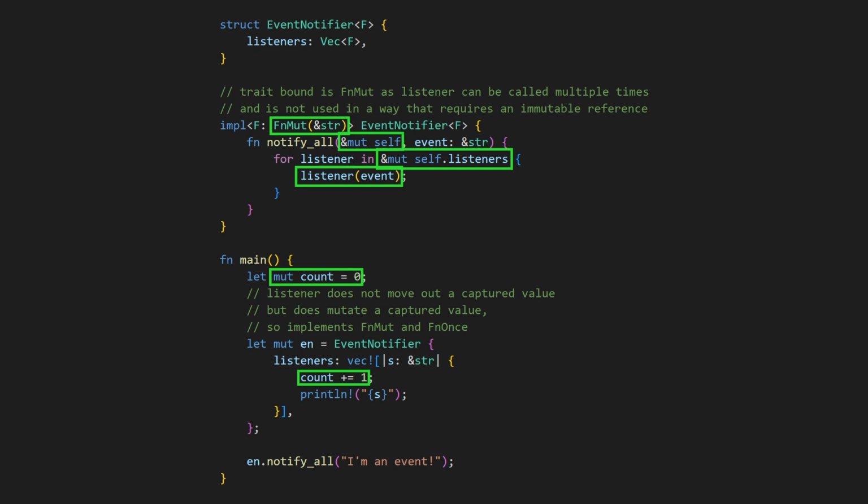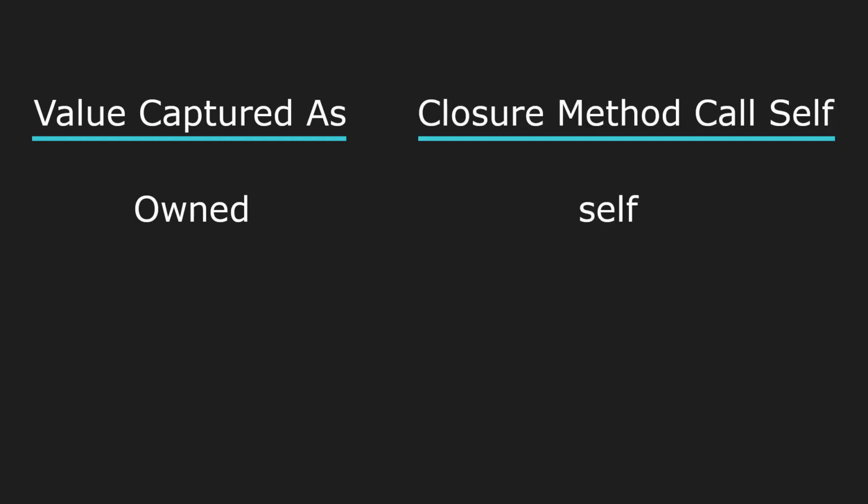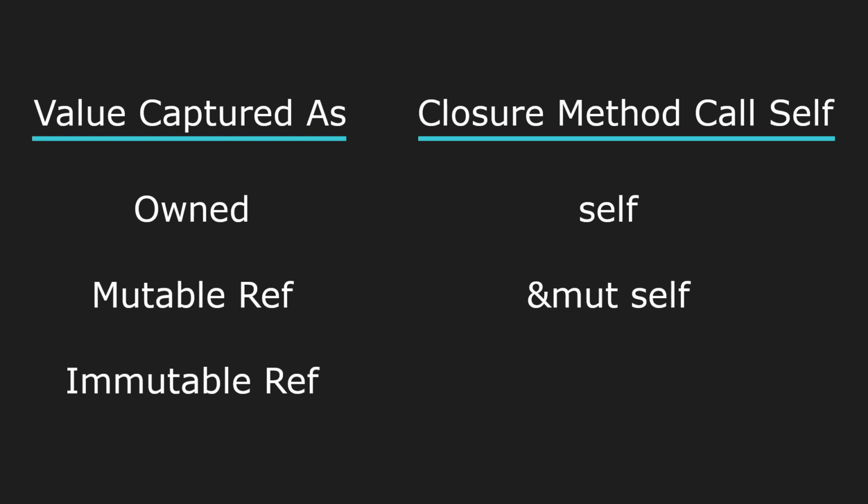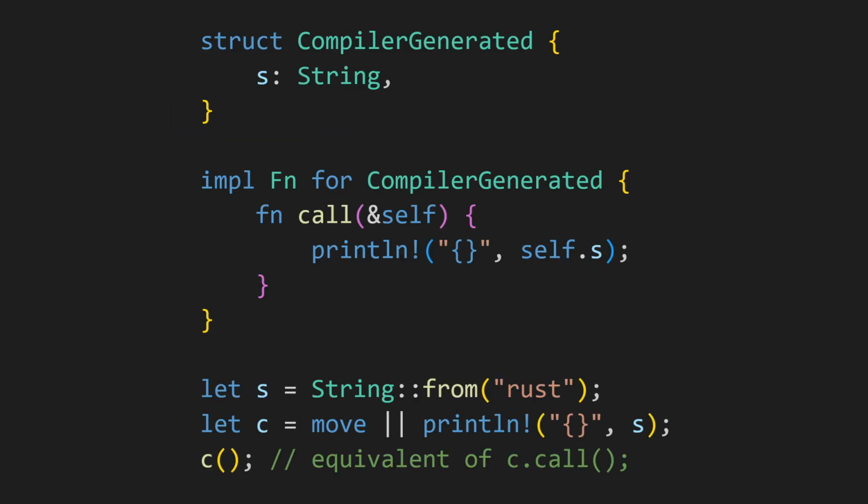For the examples we've looked at so far, the self parameter of the trait method implementing the closure functionality has matched the captured value, meaning where the value was captured as owned, the call_once method took ownership of self. Where captured as a mutable reference, the call_mut method took a mutable reference to self. And where captured as an immutable reference, the call method took an immutable reference to self. But what happens in this case?